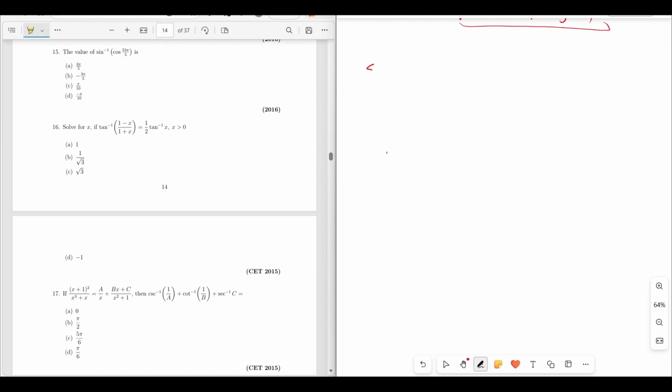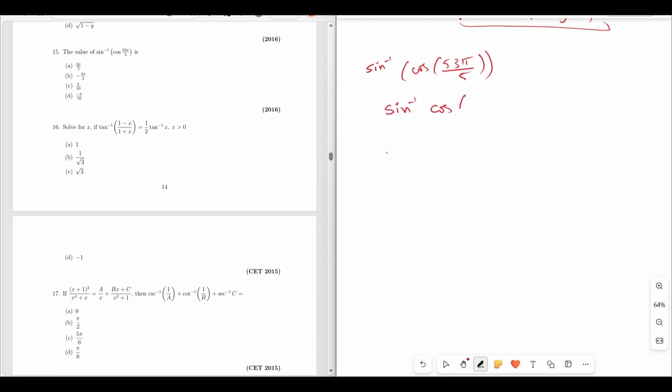Okay, sine inverse cos 53 pi by 5. I'll write this as sine inverse cos of 53 pi by 5, which can be split as 10 pi plus 3 pi by 5, because when I multiply 10 pi by 5 I get 50 pi, and 50 pi plus 3 pi is 53 pi, so I'll get the same thing back. So now this is equal to sine inverse cos of 10 pi plus 3 pi by 5. It is nothing but cos of 10 pi plus theta, cos 3 pi by 5.